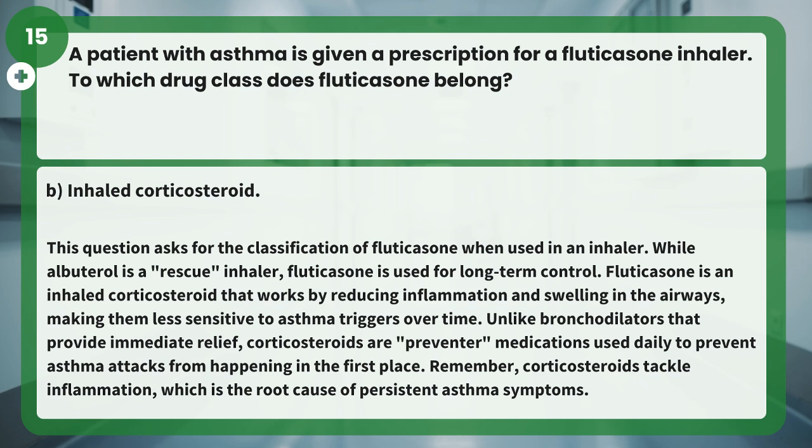asthma triggers over time. Unlike bronchodilators that provide immediate relief, corticosteroids are preventer medications used daily to prevent asthma attacks from happening in the first place. Remember, corticosteroids tackle inflammation, which is the root cause of persistent asthma symptoms.